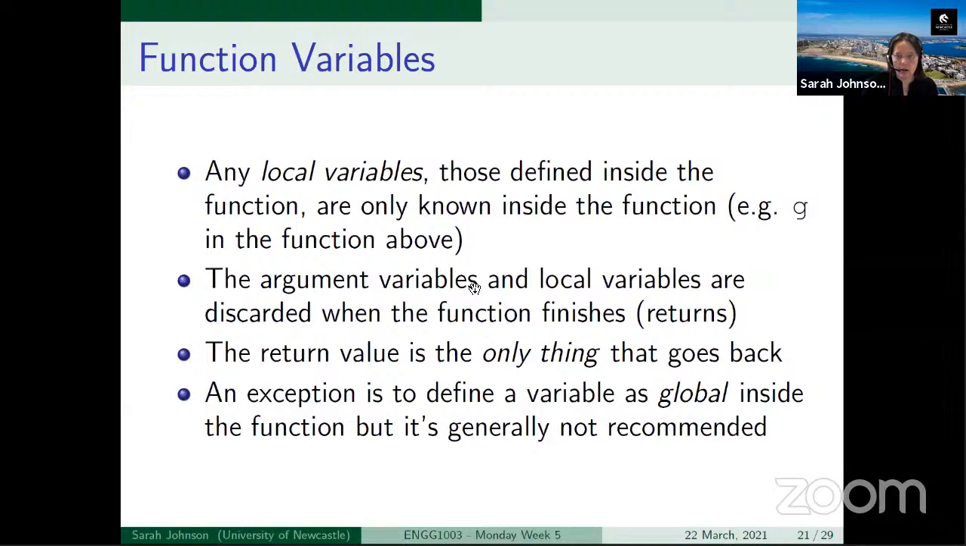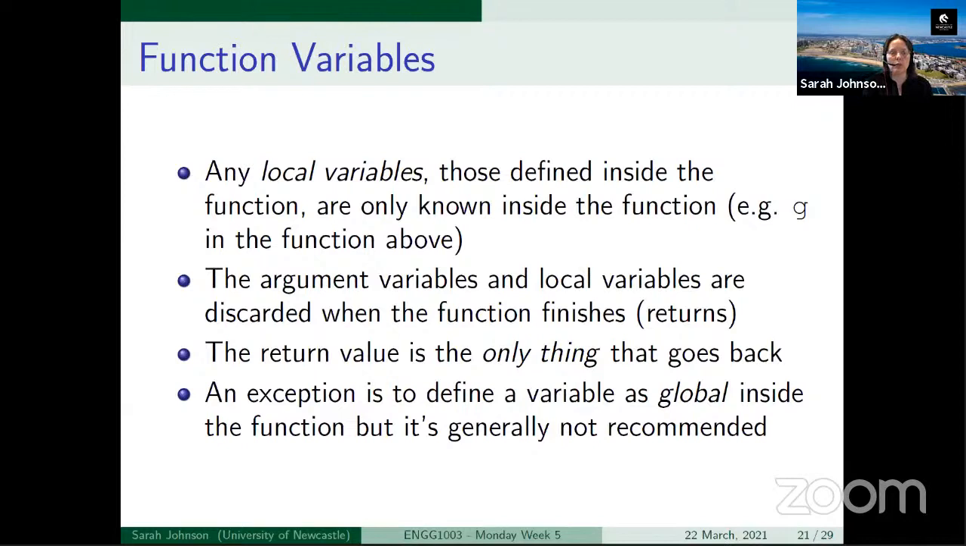There is an exception. You can define variables as global inside the function, but it's generally not recommended to do that. As you can imagine, if you're changing things inside a function, but when you call the function you don't know that those things are changing, that can lead to all sorts of bugs that are very hard to find. So as a rule, it's not a good idea to use global variables, although in some small cases they can be useful. But as a rule, don't do it if you can avoid it. We're probably not going to be doing it in ENGG1003, just mentioning it as an exception in case you see it in somebody else's code that you might be using.